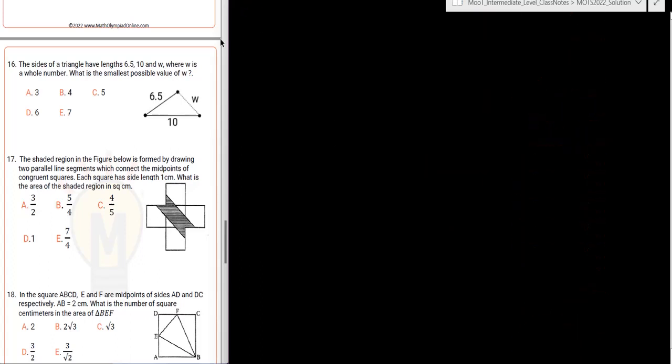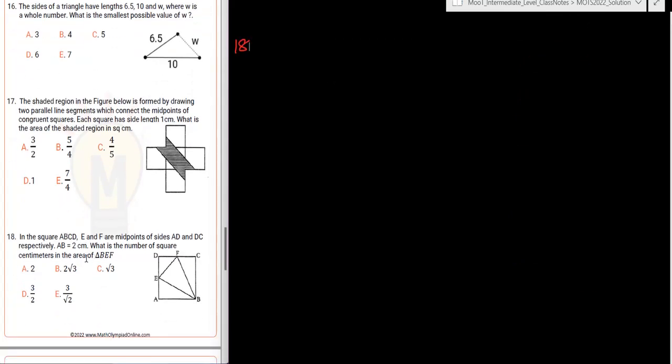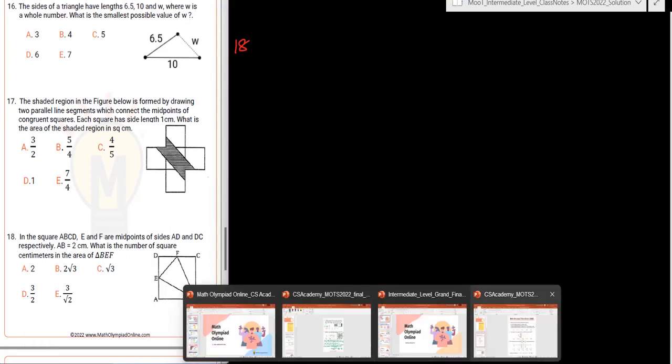Problem number 18. Okay, so here is again a mensuration problem, finding the area. We want to find the area of the triangle BEF, and it's given E and F are the midpoints of the sides, and AB is equal to 2 centimeters. ABCD is a square. Again, let's grab this image and work with it.